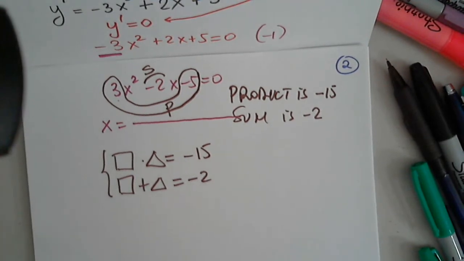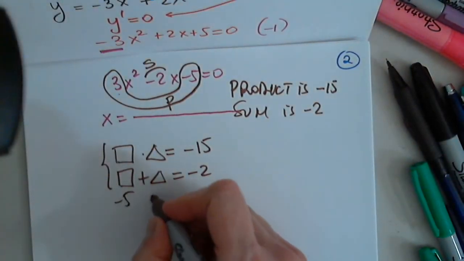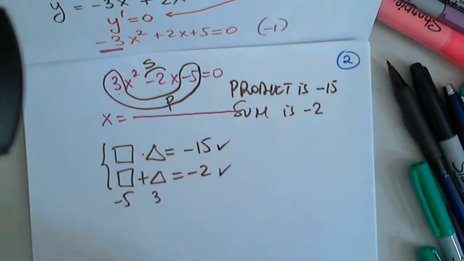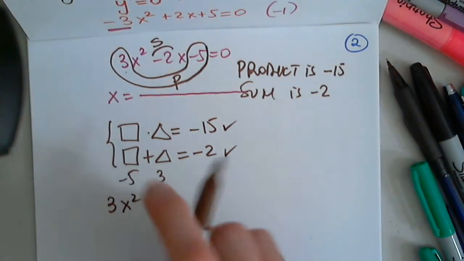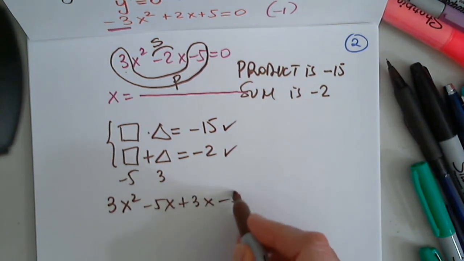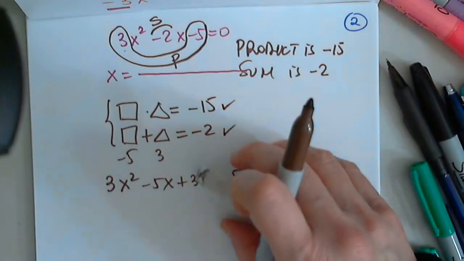Sorry. It is -5 and +3. The sum is -2. Yes. The product is -15. Yes. So now we will rewrite 3x squared minus 5x plus 3x minus 5 equals 0. At this point, we will factor by grouping.